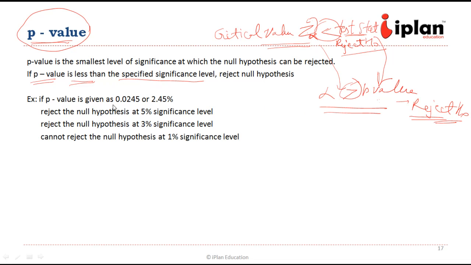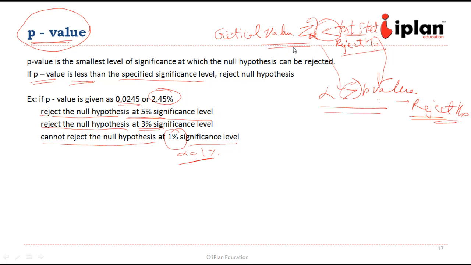For example, if the p-value from our test statistic comes to be 2.45% or 0.0245, then at 5% significance level, we will be able to reject the null hypothesis. And even at 3% level, we will be able to reject the null hypothesis. But if we take alpha equal to 1%, then we will not be able to reject the null hypothesis, since our p-value is higher than 1%. So this is basically just another way of solving the same problem.